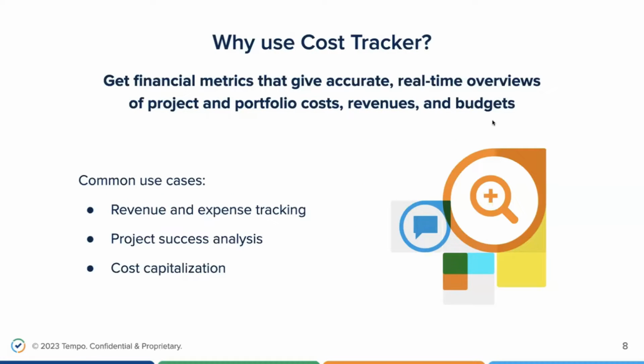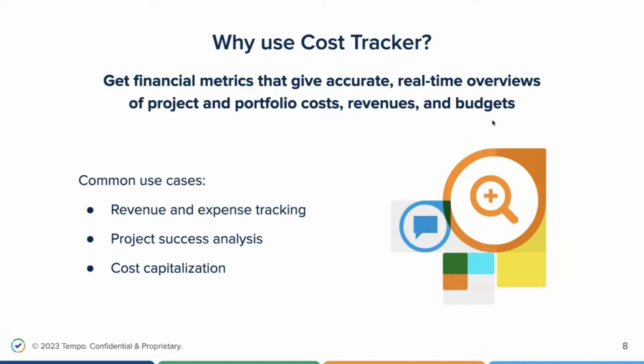Here are some common ways that companies leverage the power of Cost Tracker. So many of the common use cases are revenue and expense tracking. So determining the profitability of projects by comparing the revenue from billable hours to the actual costs. Project success analysis. Looking at a project in its entirety, such as labor costs, budgets, expenses, and revenue to see how it performed financially and using that data for future reference, as well as cost capitalization. So reporting on CapEx versus OpEx projects for tax benefits and accounting of labor costs.